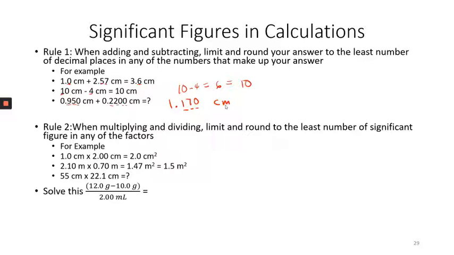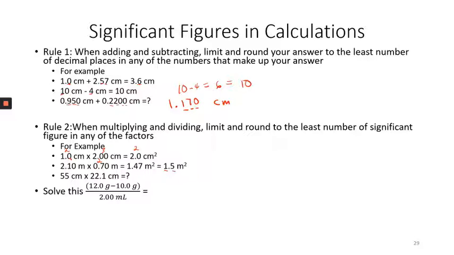Multiplying and dividing, we round to the least number of sig figs. So for this example, this has 2 sig figs and this has 3, so my answer has to have 2 sig figs. Here, this has 3 sig figs and this has 2, so my answer must be rounded to 2 sig figs.